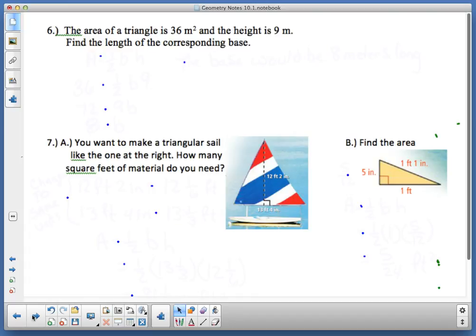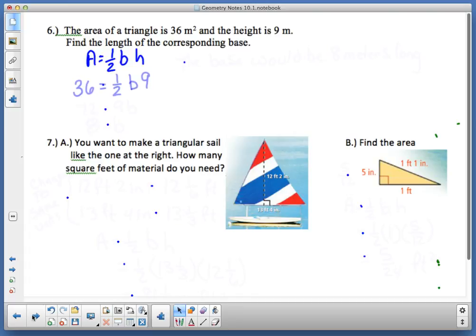Oops, sorry. The area of a triangle is 36 meters squared and the height is 9 meters. Find the length of the corresponding base. Well, the first thing I've got to do is go, well, area is 1/2 base times height. And the area of a triangle is 36 meters squared and the height's 9. Find the length of the corresponding base.